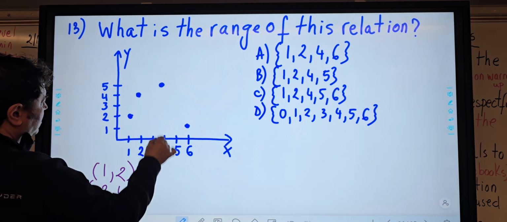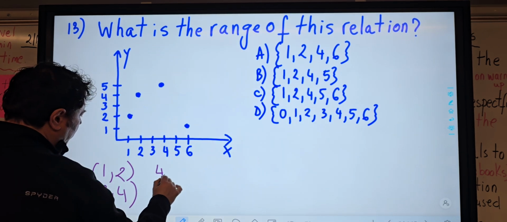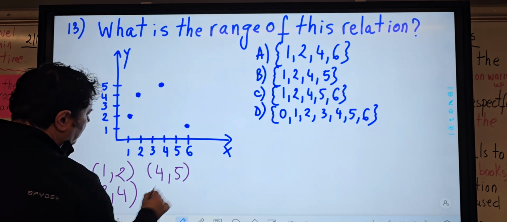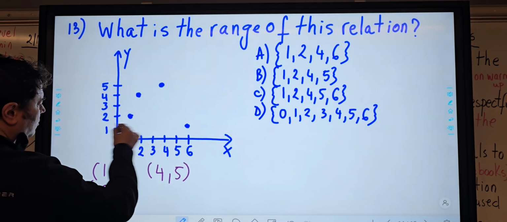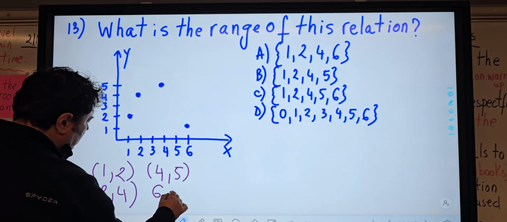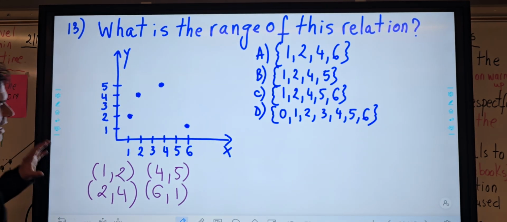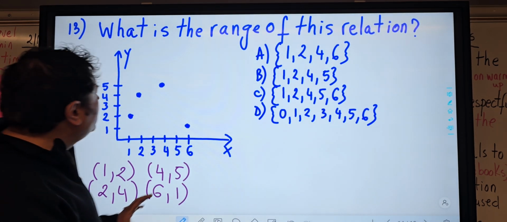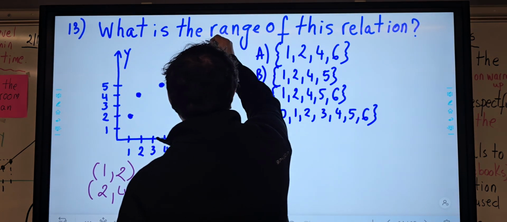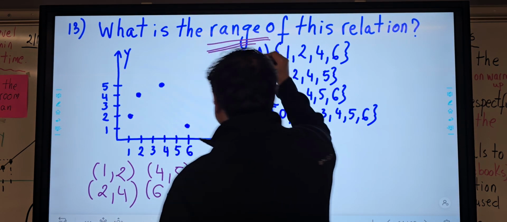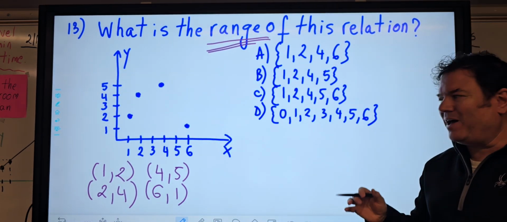This dot, x is 4, y is 5. And finally, x is 6, y is 1. Always write the ordered pairs first, and we are looking for the range. Okay, so the range, make sure the range are the y values, right?